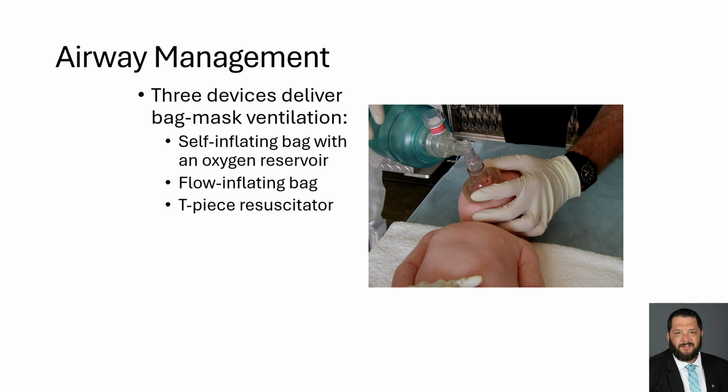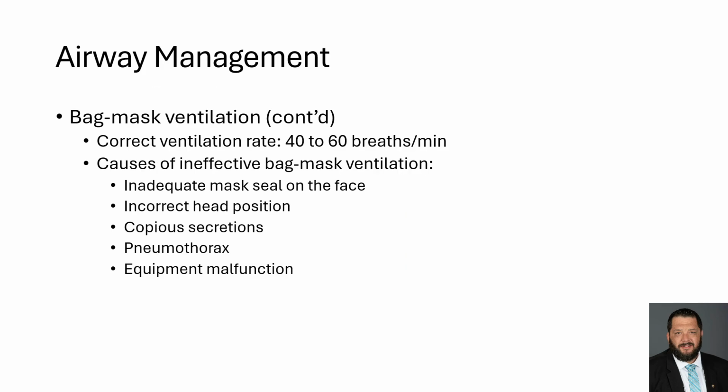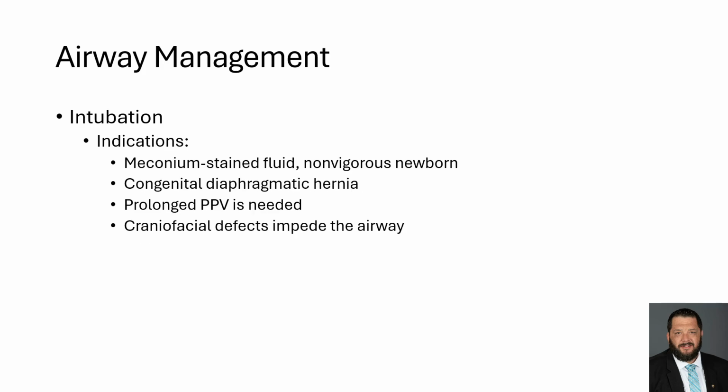These patients are going to be subject to barotrauma, and you're going to be excited, concerned, confused. Your adrenaline's going to be moving, so you're going to have a tendency to overinflate the lungs or use an excessive rate. So take a second, get your thoughts together, and make sure we're only giving enough to see the chest rise. We're going to correct ventilation rate to 40-60 breaths per minute when ventilating. Causes of ineffective bag valve mask ventilation are the same as for your other patients: pneumothoraces, equipment malfunction, incorrect head position, inadequate mask seal.